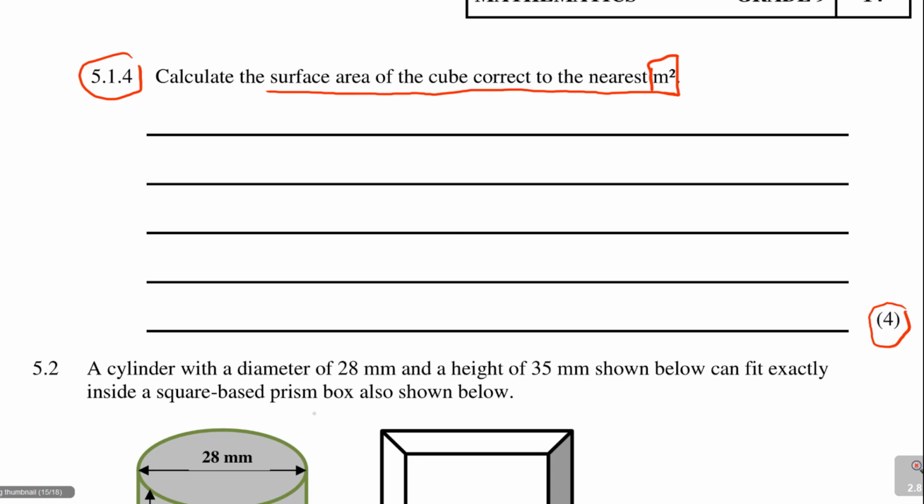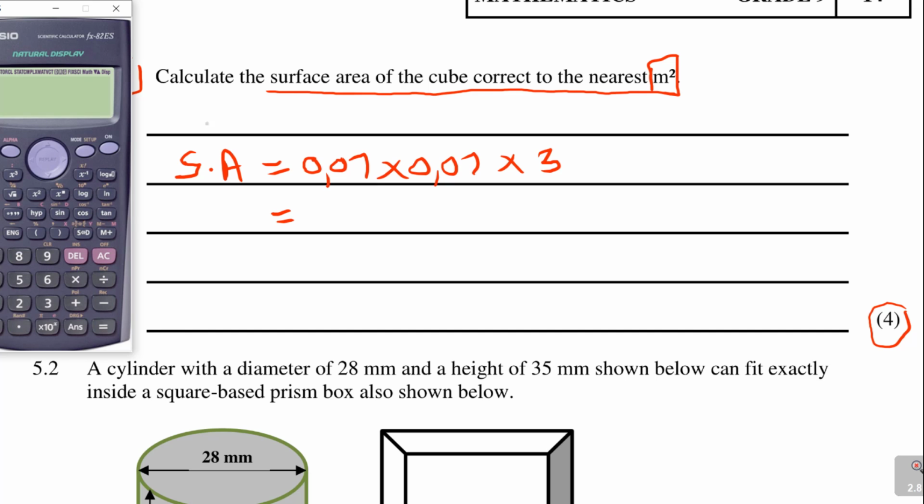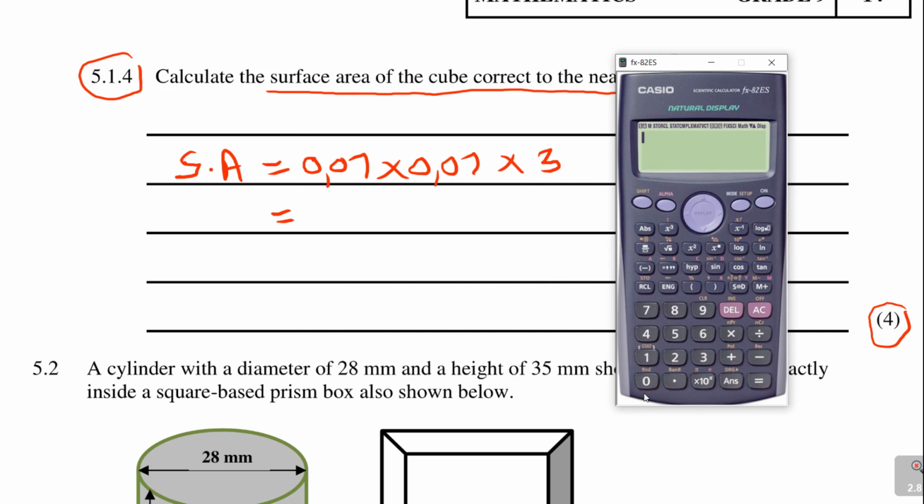Are you seeing that? That's what we are actually doing. So you can actually come and summarize it to say surface area is equal to 0.07 times 0.07 times 3. You saw that? You can do the long way of doing it. I mean, 3 times. It's up to you, but it's still fine. So it's 0.07 times 0.07 times 3. Then equal to, then you write your answer 0.0147. Now be careful. You see, it's 0.0147.